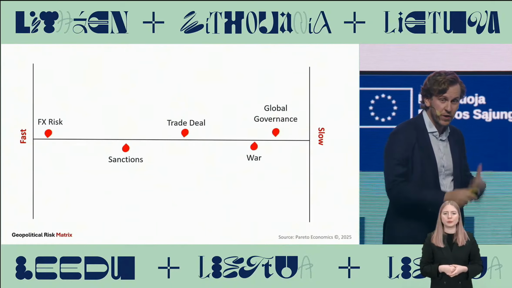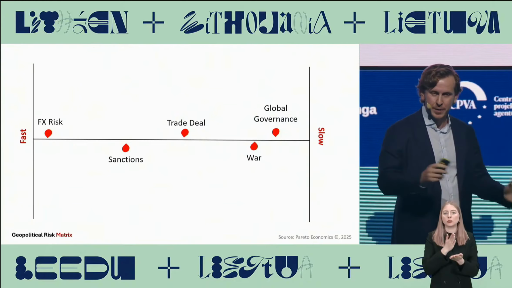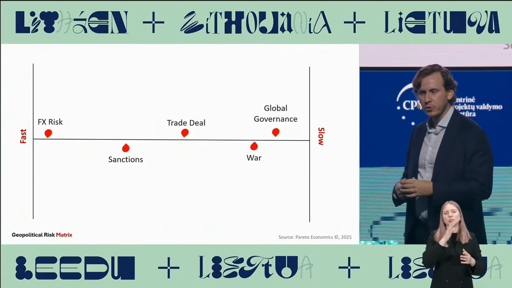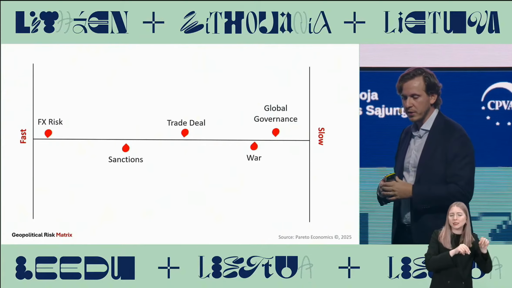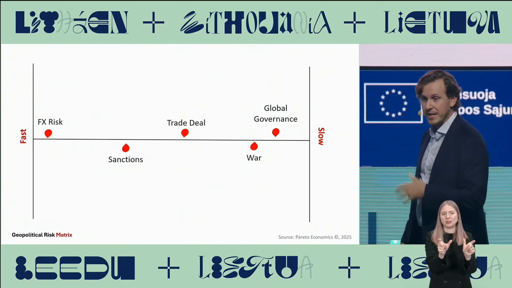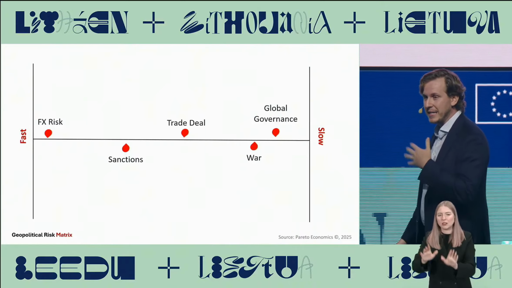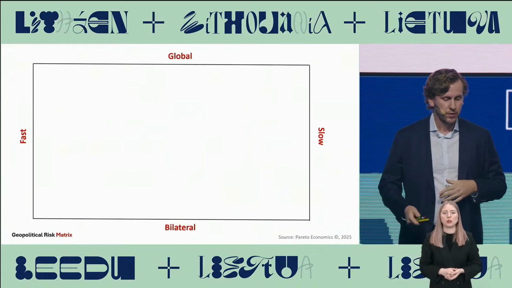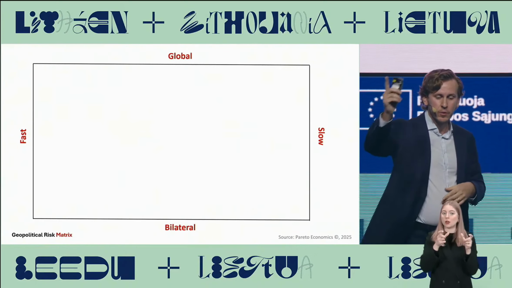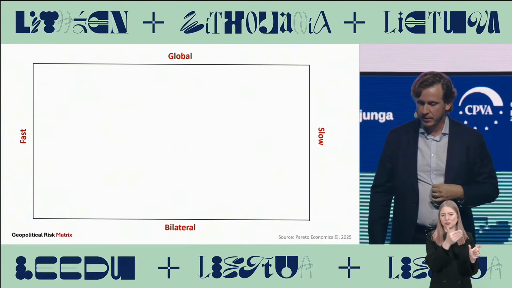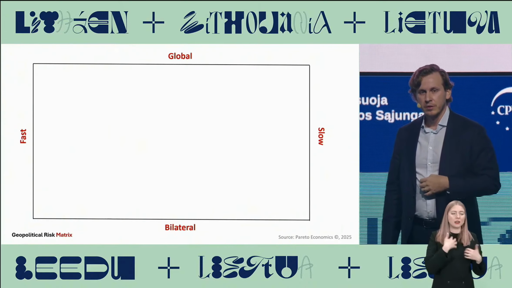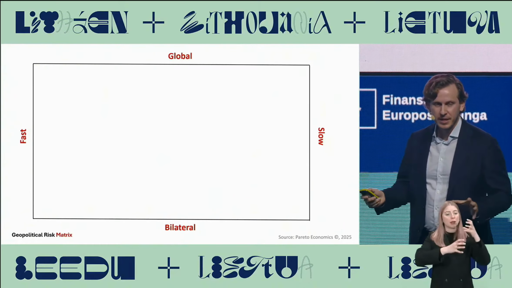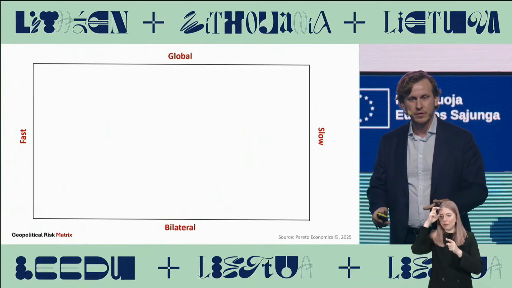We have FX risk, which is very, very fast, sanctions, which happen a bit slower than that, trade deals, which take longer to agree, wars, and also global governance. But at the same time, the impact of geopolitical risk is also on a continuum. So we have fast and slow, but we also have global and bilateral, in terms of its impact. So everything that we experience in business can be plotted on this graph.